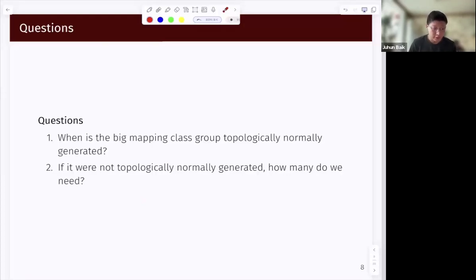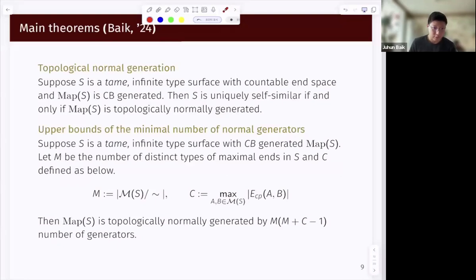So that's my question. And second, if it were not topologically normally generated by a single element, then how many do we need? As I just pointed out, usually for an infinite type surface the mapping class group is not even countably generated. So we need a generating set, but it cannot be compact. But when it comes to normal generation, what can we say? Those two are my questions, and my upcoming paper answers them in a somewhat restricted way.